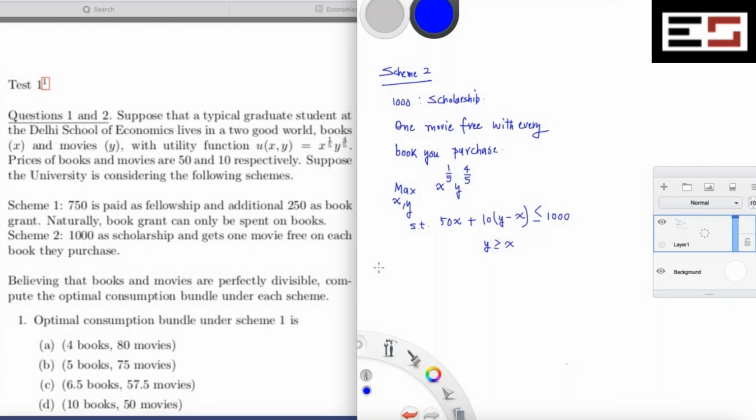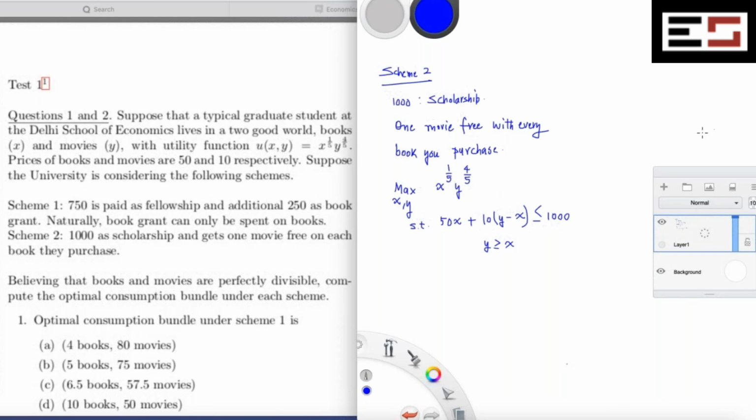movies. The number of movies that you'll consume will be at least equal to the number of books. The reason is that you'll get these many movies free with these many books, right? So you'll definitely be consuming these many movies, and maybe more, depending on the problem. Is that okay? Have you all understood this?